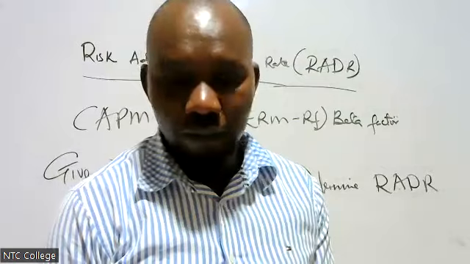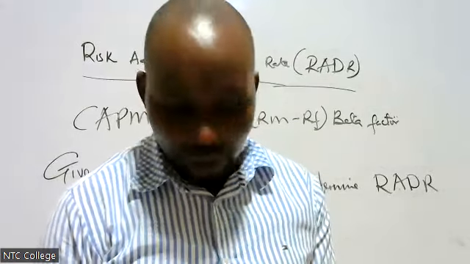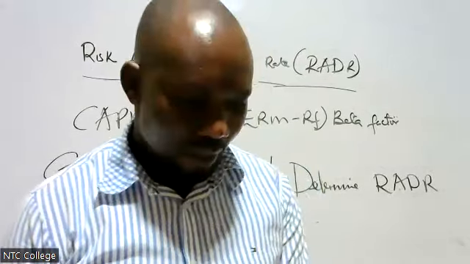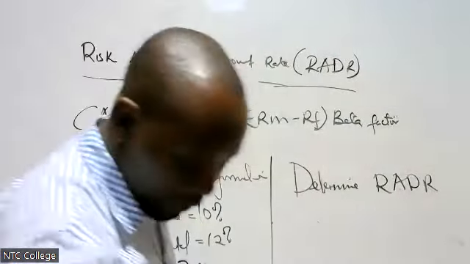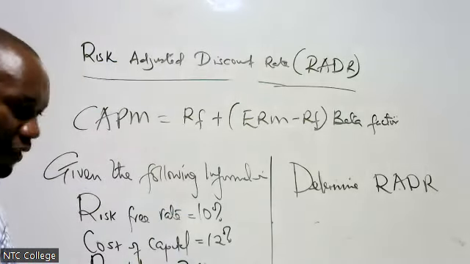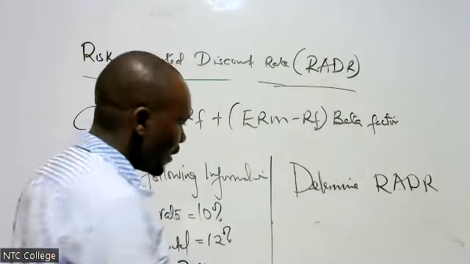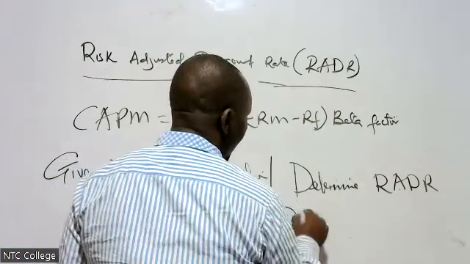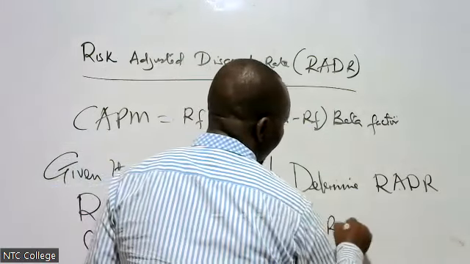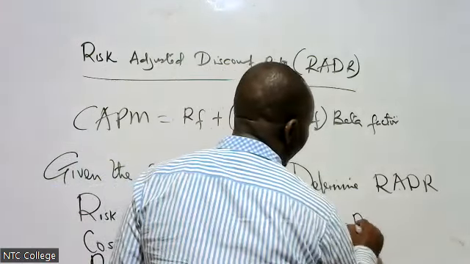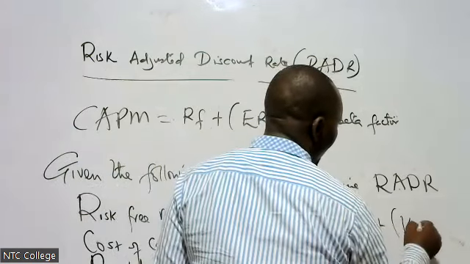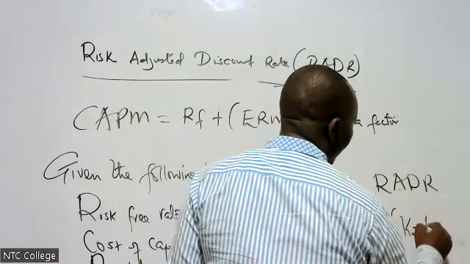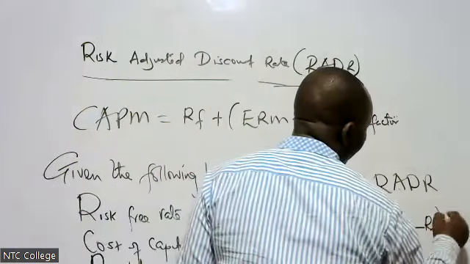Another person. I want all of you to try. Everyone should try. So 15% you got like this. You came here and said that the RAD is equal to RA plus KO, which is the cost of capital, minus RF, times the risk index.